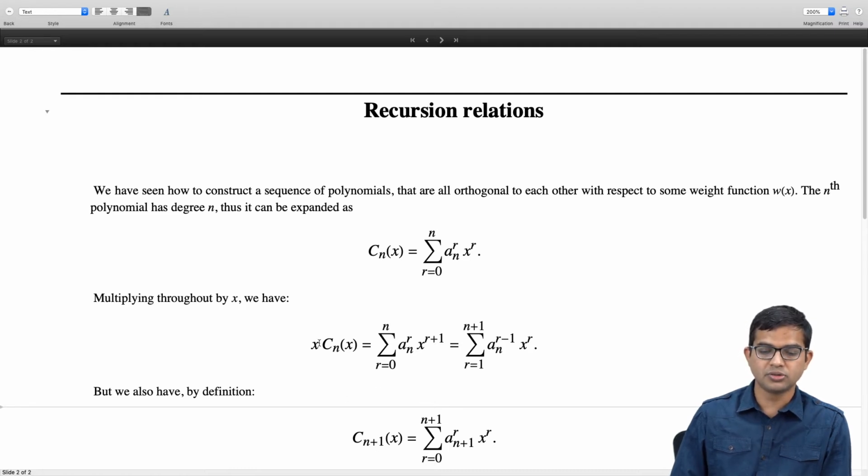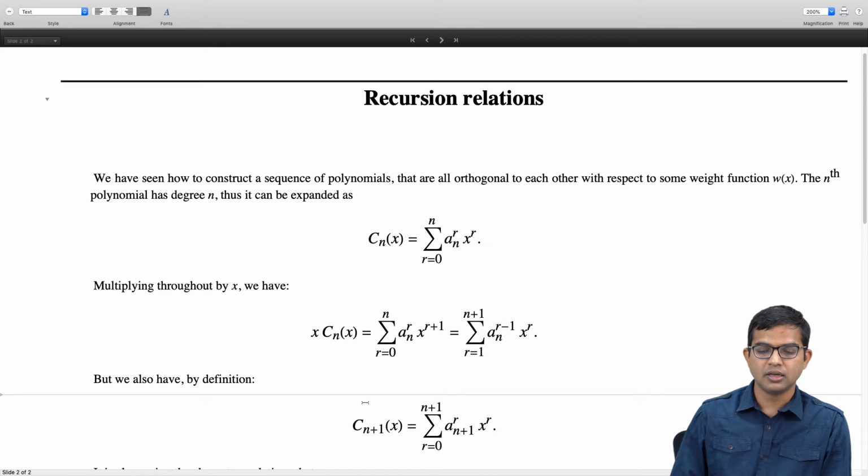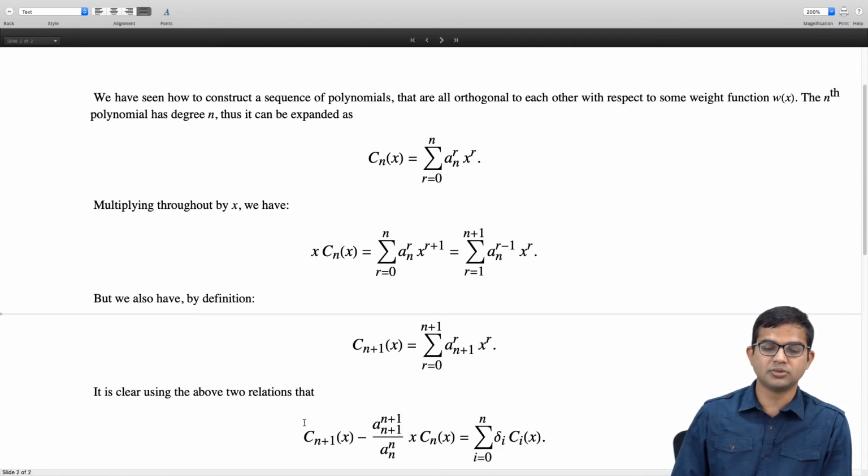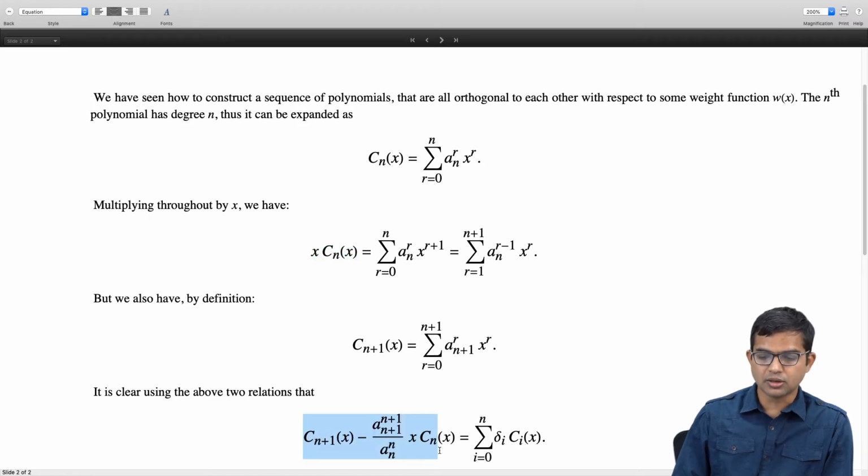So now if we compare these two polynomials, and in fact we look at a particular combination of these two. So what we do is, you take this polynomial Cn plus 1 and then subtract x times Cn of x multiplied by a suitably chosen factor. So we have a_(n+1)^(n+1) divided by a_n^n, right? And then times x times Cn of x. So now comes a crucial argument, right?